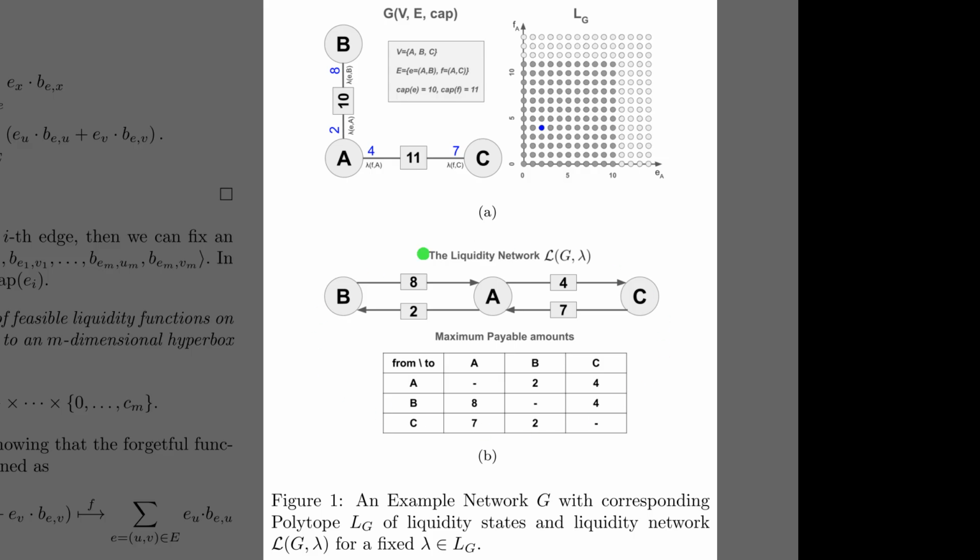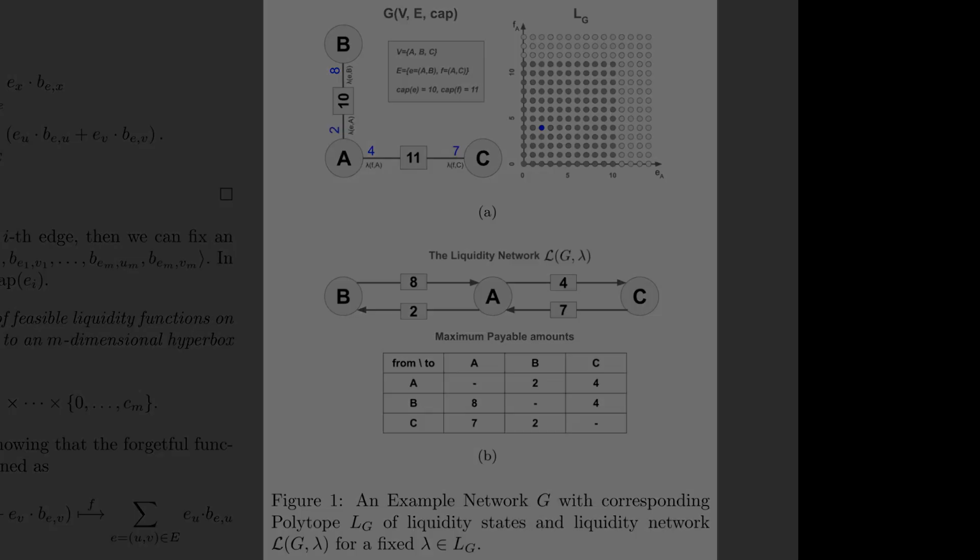Below in panel B, we see the resulting liquidity network for one specific state, indicating the directional capacity available on each link, which determines the maximum payable amounts shown in the table.